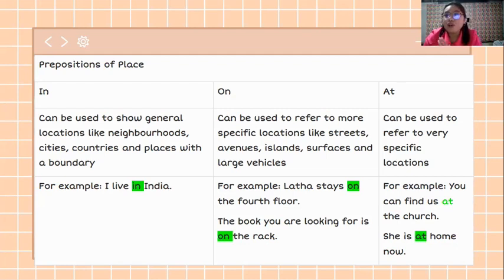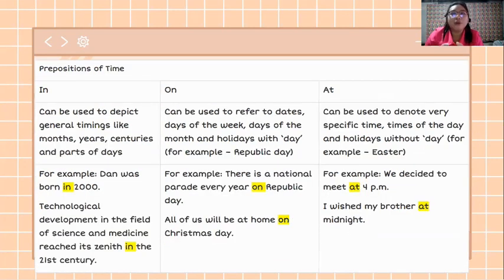And then at can be used to refer to very specific locations. For example, you can find us at the church. She is at home now. So, a specific address.